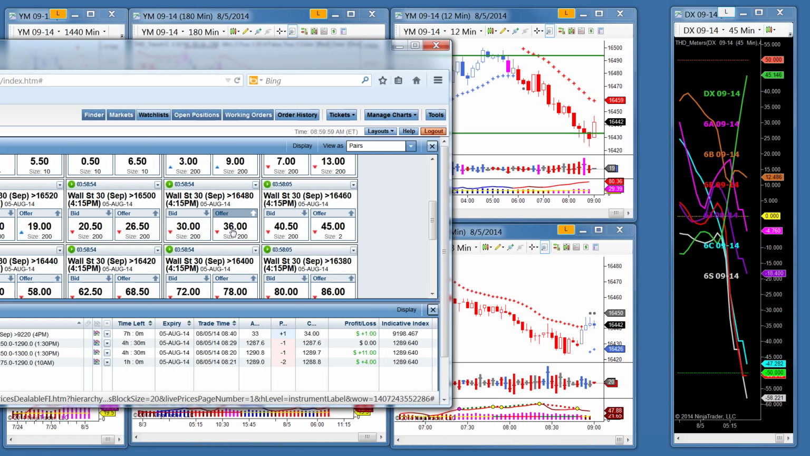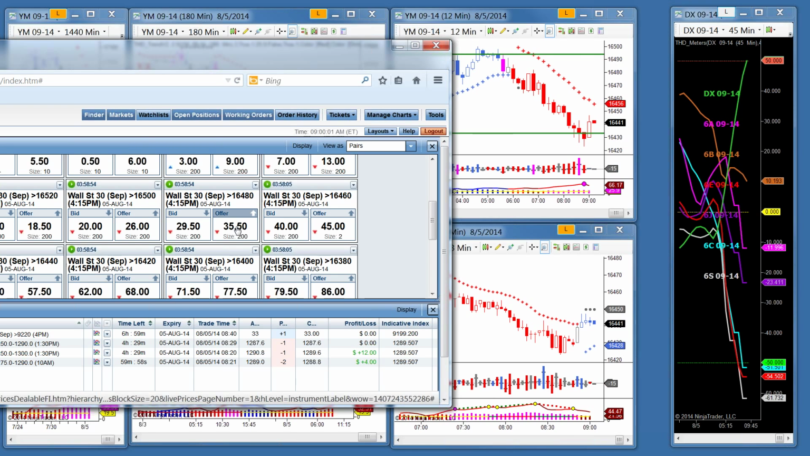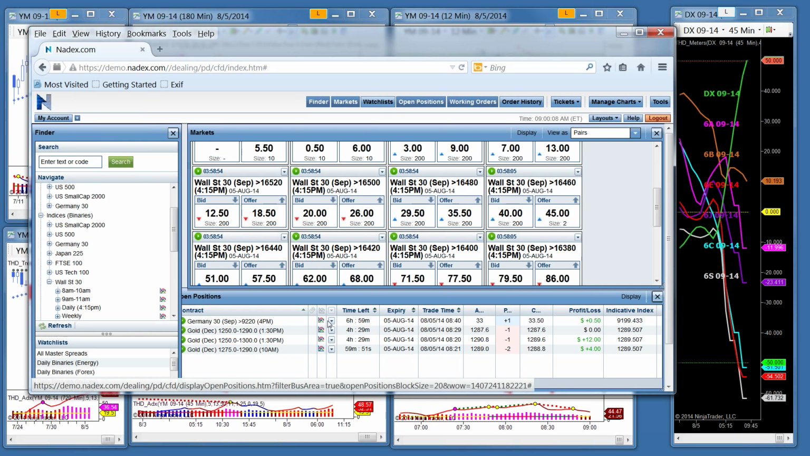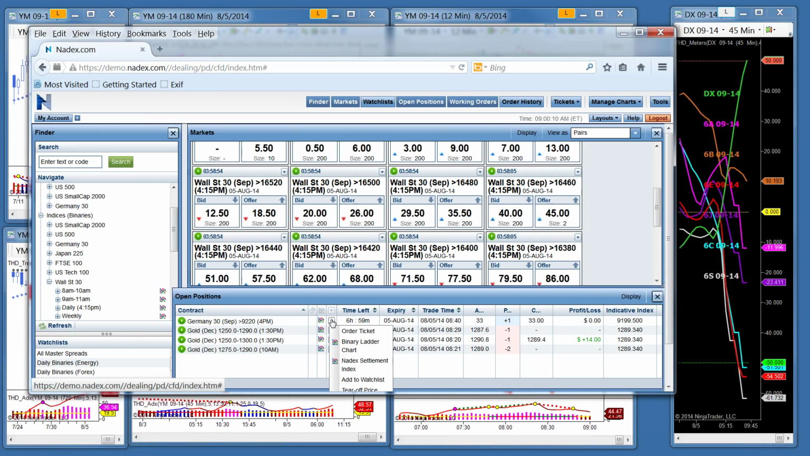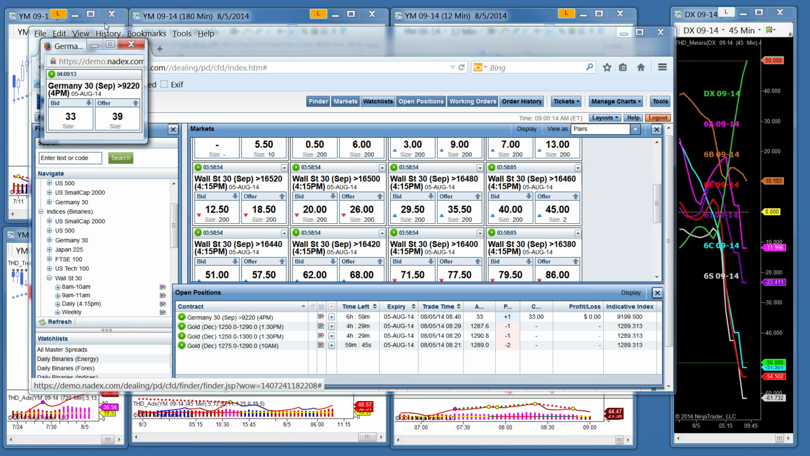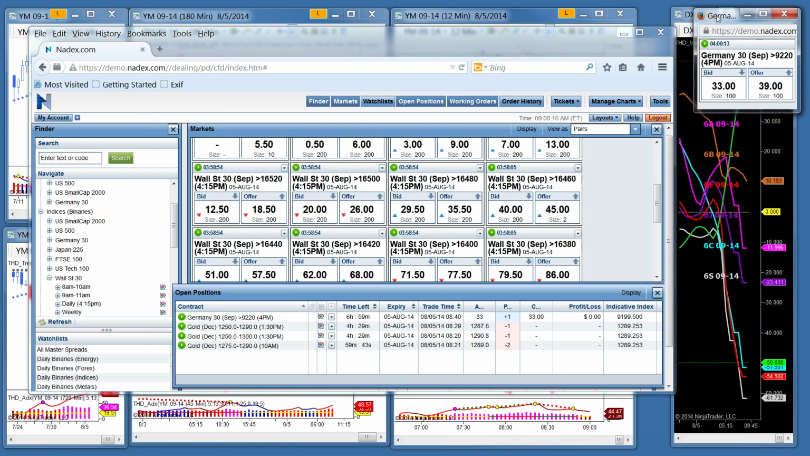Yeah, 33. So now you're up to 36. As price moves up, this number increases. One of the other things, I don't know whether you know you can do that: you can click here and say tear off price, and you can just put it over here in a window. That way you can see it at all times.